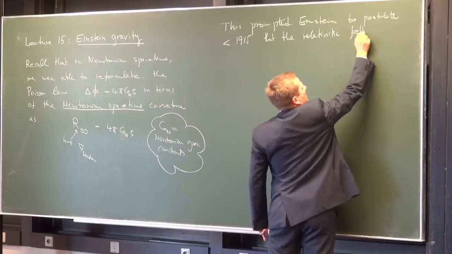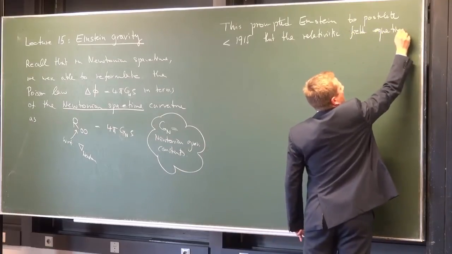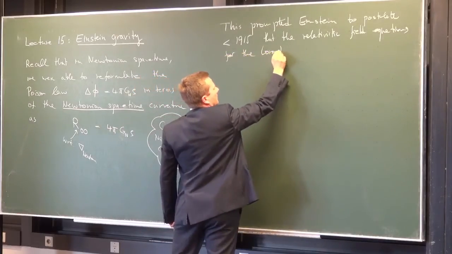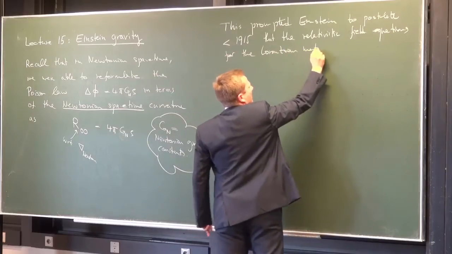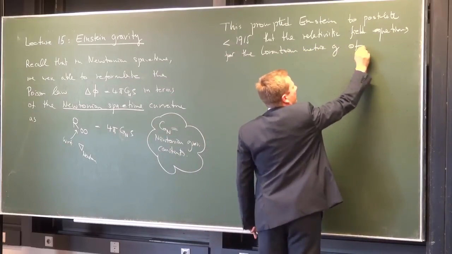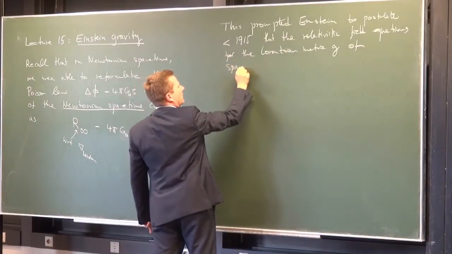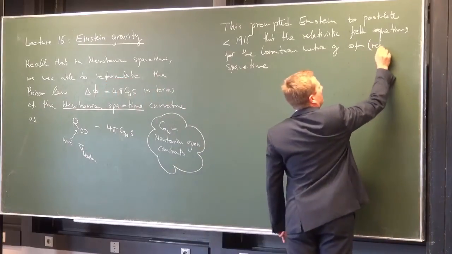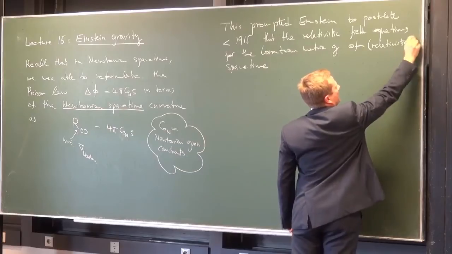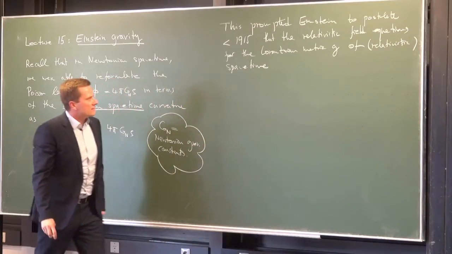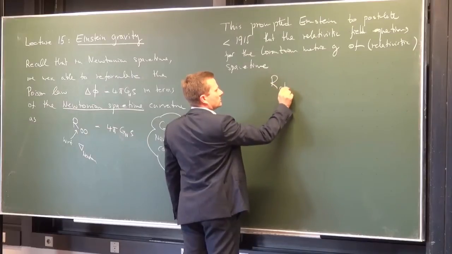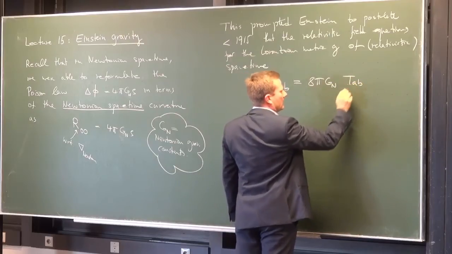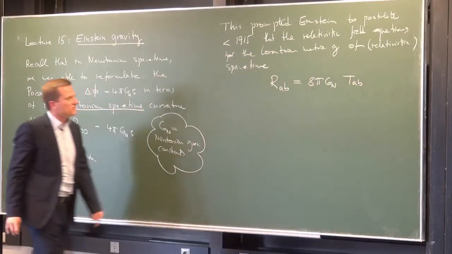field equations for the Lorentzian metric g of space-time as we defined it this morning, so of relativistic space-time, if you want to put emphasis on it, it prompted him to postulate that the relativistic field equations ought to be R_AB equal 8 pi G_Newton T_AB. The 8 has to do with the conventions for the factors.